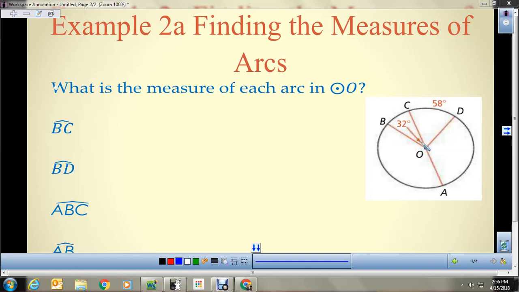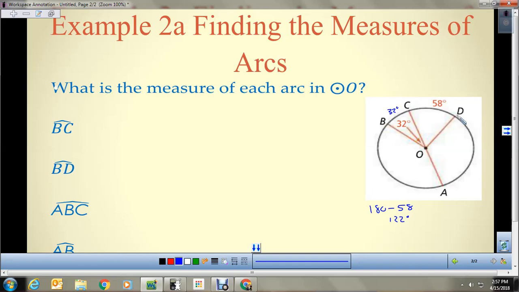We have a 32 degree central angle, which means this arc that it opens up to is also 32 degrees. We have a 58 degree angle from C to D. Now one thing we need to notice is that this line CA goes through the circle but at the center, which means it's a diameter. So it means that this half is equal to 180 degrees. This half is equal to 180 degrees. So in order to find this arc right here, I'm going to take 180 minus the 58, and that's going to give me 122 degrees.